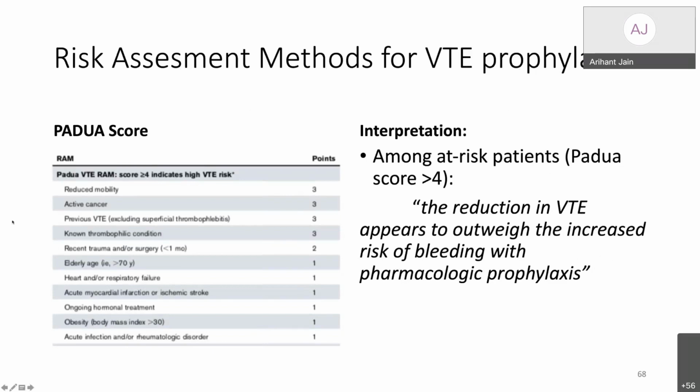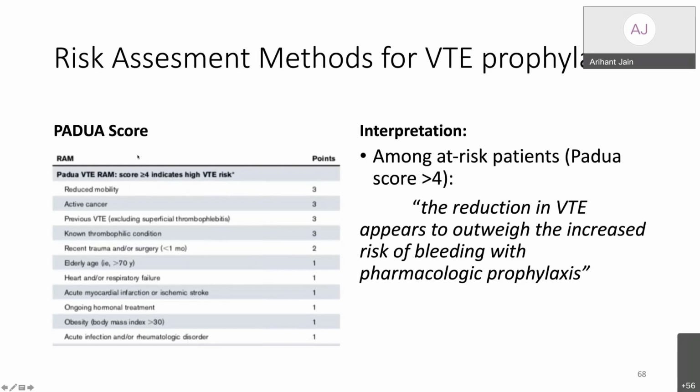In this score, if you read it carefully, reduced mobility has 3 points, and any active infection or a rheumatological disorder has 1 point each. So almost all our patients will have a VTE Padua score of 4 or more, and most of our patients would actually qualify for DVT prophylaxis.